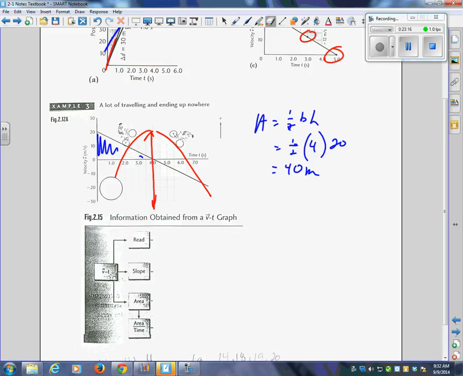Basically, by putting that hill in there, it's kind of implying that it's a position time graph. And it's not. It's a velocity time graph. I don't think the hill should be in there.